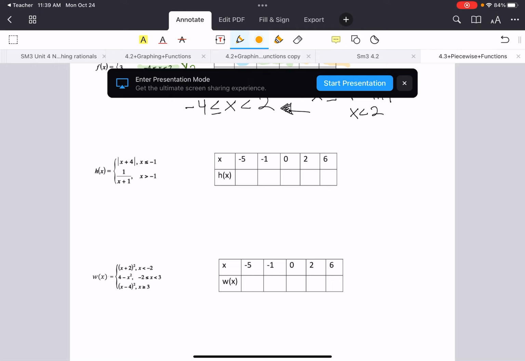All right, so do the second and third one. Choose which one you want to do on your own, or with your table groups. Just be working.